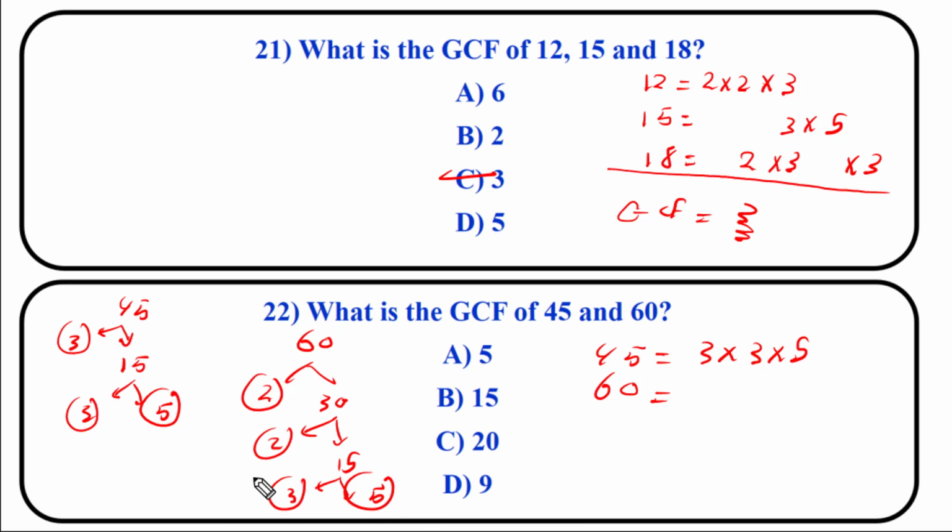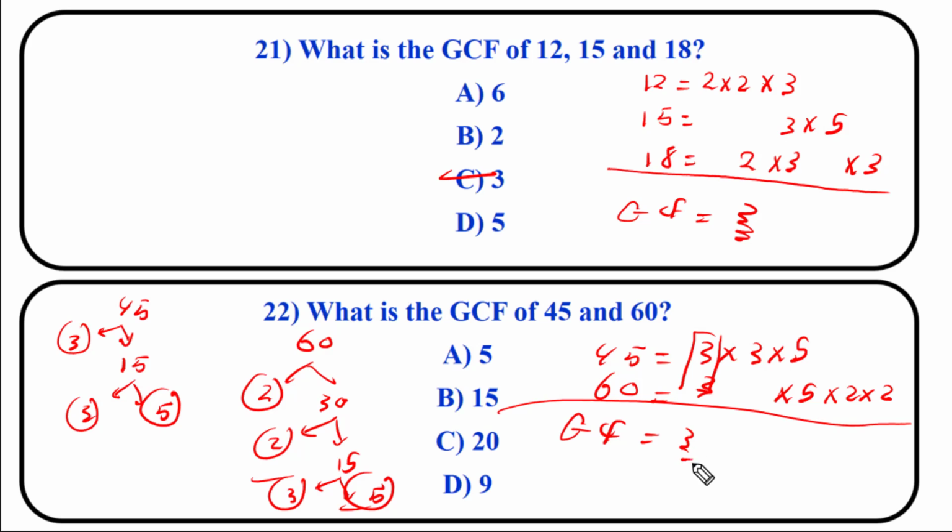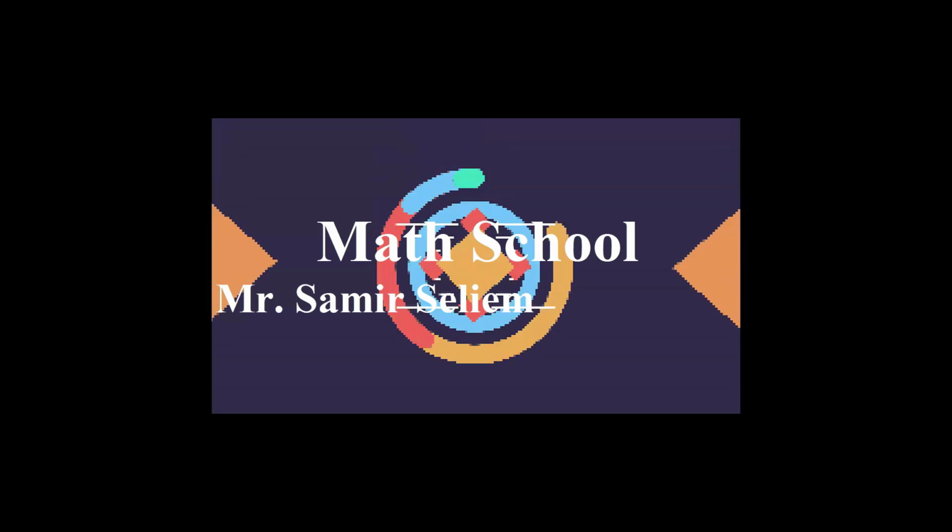We have 3 and 5 first, so write 3 under 3, times 5 here. And we have double 2. Don't forget to order the similar factors above each other. Now to find the GCF, bring down the common factors. We have 3 and 5, so bring down 3 times 5. 3 times 5 equals what, guys? Equals 15. So the GCF of 45 and 60 is 15.